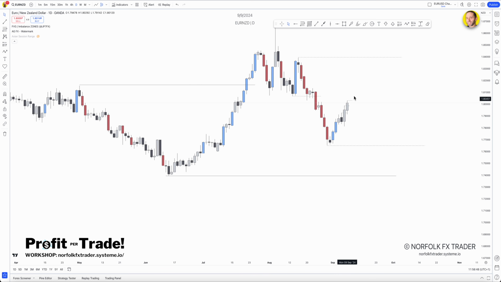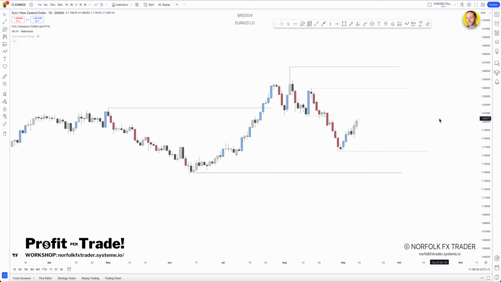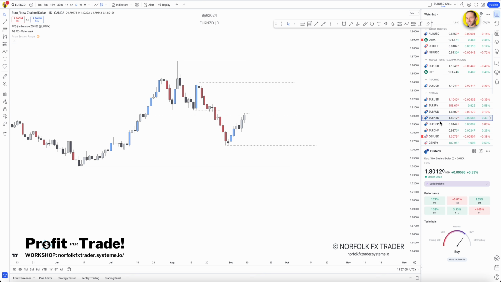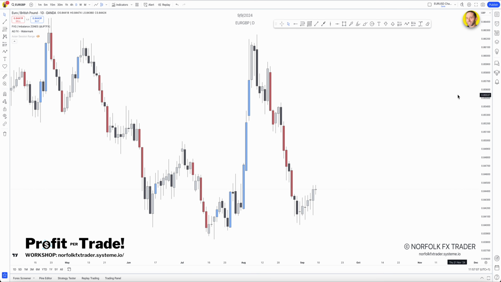So currently our bias is a bit undecided on the Euro New Zealand. Yes, we are bullish with that swing structure. The daily actual candle bias is bullish as well, but the internal structure, potentially we have a swing pullback. So that's Euro New Zealand. Let's go over to the next pair, which is the Euro Great British Pound.